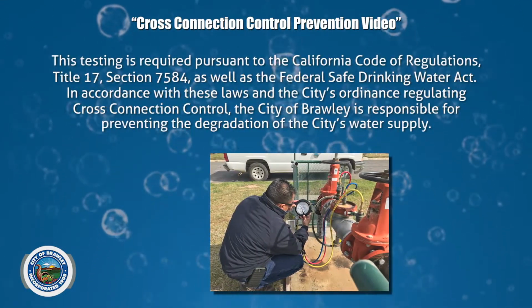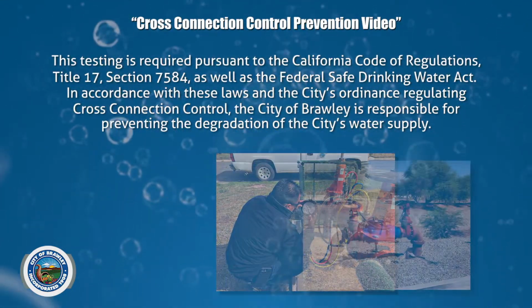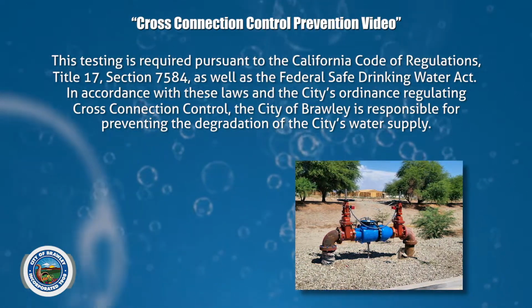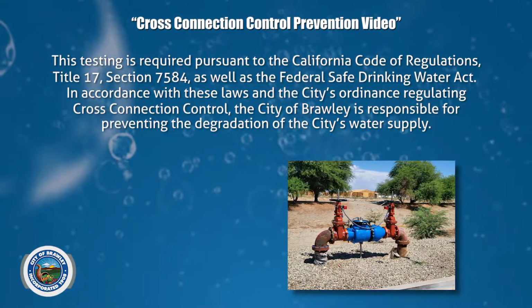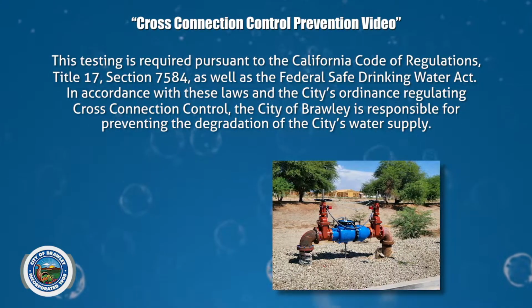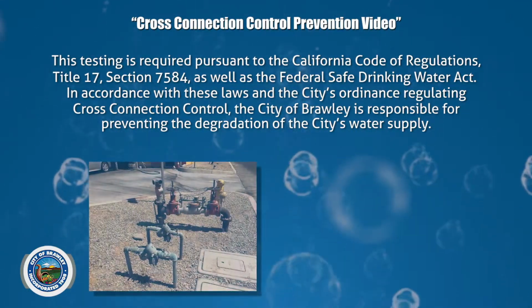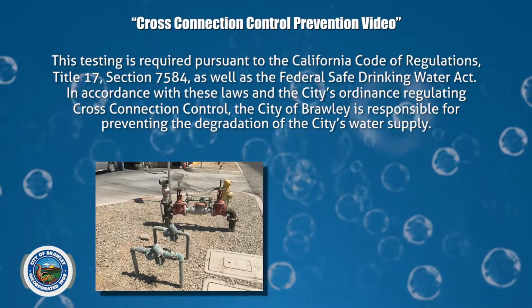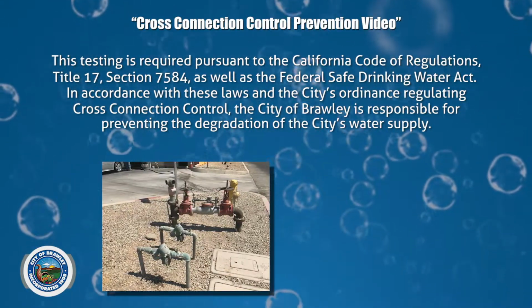This testing is required pursuant to the California Code of Regulations, Title 17, Section 7584, as well as the Federal Safe Drinking Water Act. In accordance with these laws and the city's ordinance regulating cross-connection control, the City of Brawley is responsible for preventing the degradation of the city's water supply.